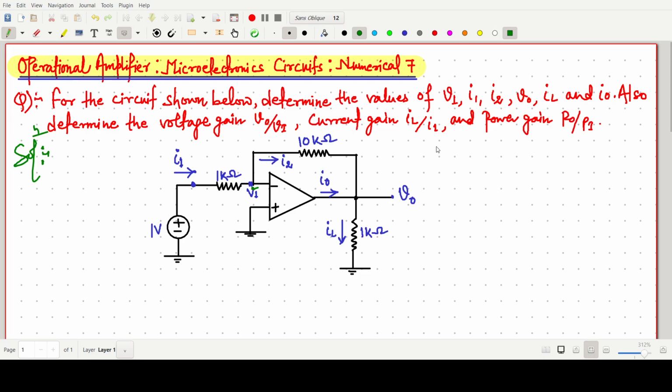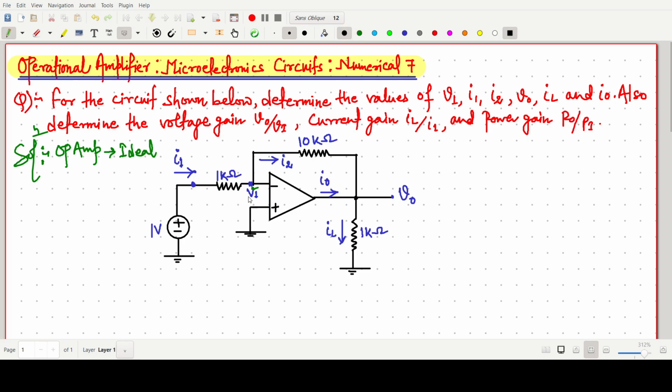In addition to that, we have to determine the voltage gain, V naught by VI, current gain, IL by I1, and power gain. And this op amp is ideal. We are assuming that the op amp is an ideal one.